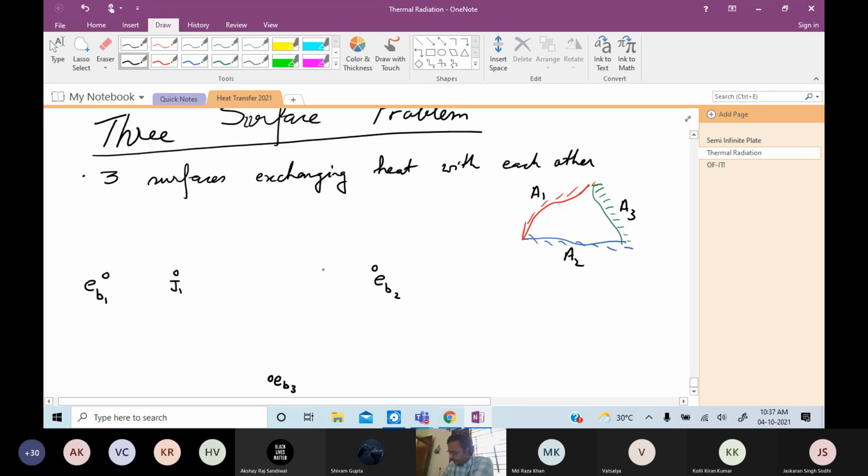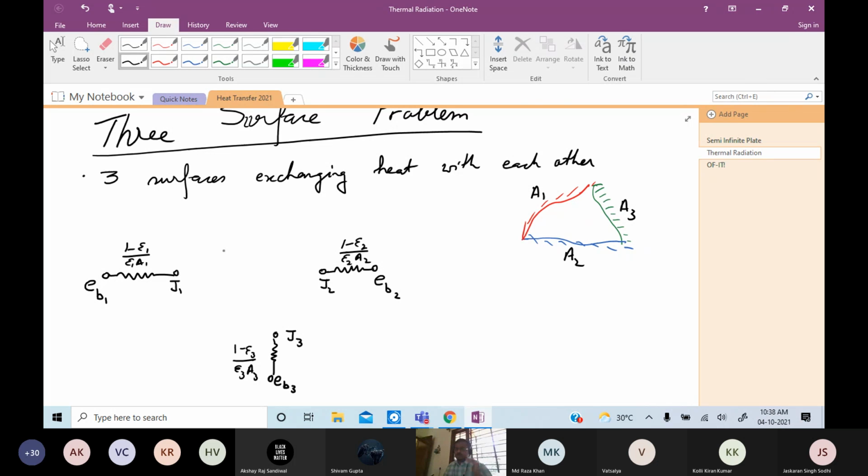So J1, J2, J3. 1 minus epsilon 3 over epsilon 3 A3, 1 minus epsilon 1 over epsilon 1 A1, 1 minus epsilon 2 over epsilon 2 A2. But then what happens? J1, the radiosity from A1 can go to A2 and A3.